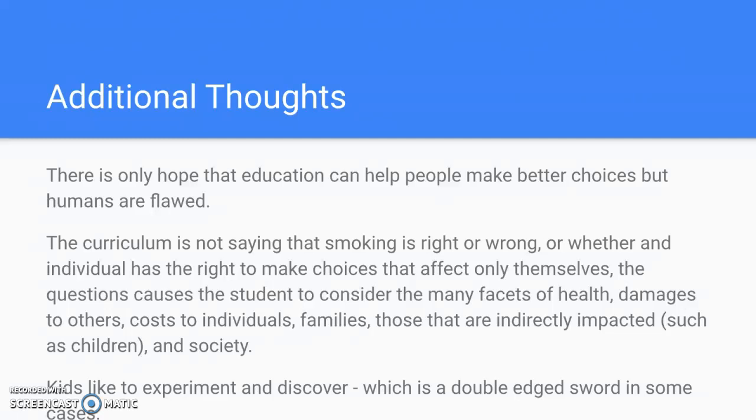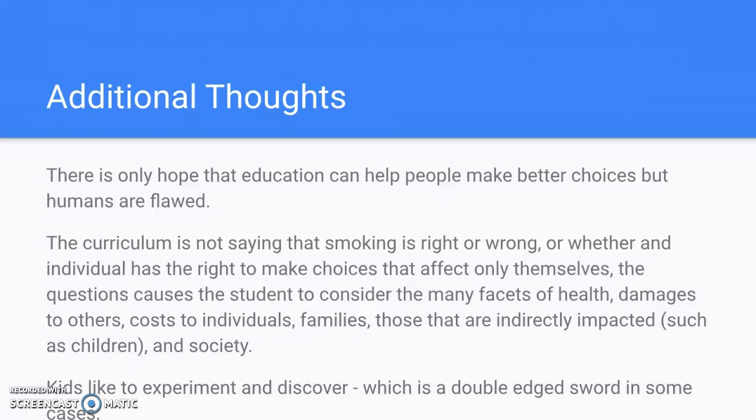Any additional thoughts? Well, there's only hope that education can help people make better choices, but basically humans are flawed. They're always going to make the wrong choices or bad decisions and that kind of stuff. What I got out of the curriculum was it wasn't really saying that smoking is right or wrong, or whether an individual has the right to make their own choices that affect only themselves, but it caused the student to look at the many facets of smoking: the health, the damages to others, the cost to individuals, families, and those that are directly impacted, such as children and society.